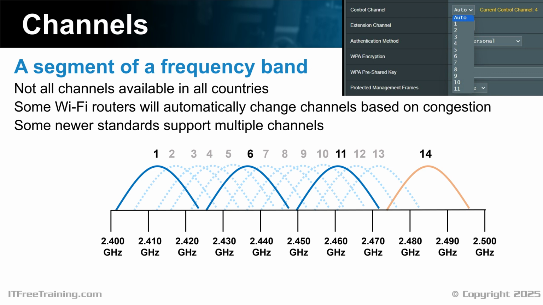Channel 14 is only used in Japan, so you won't find it in other countries. Now that we understand a bit more about how wireless works, let's have a look at how signals are transmitted in order to get better results and reduce interference.